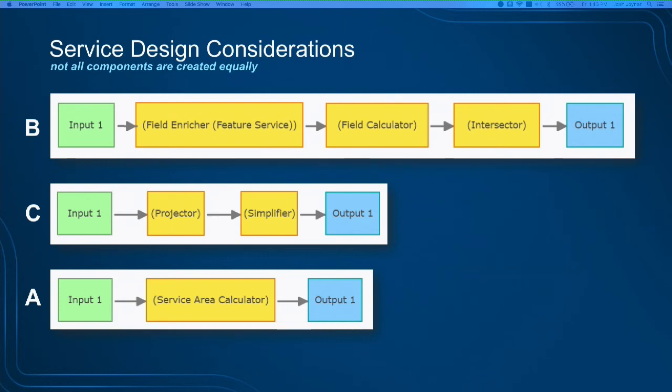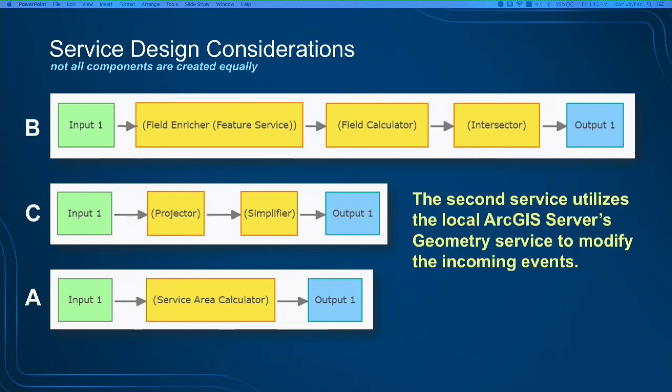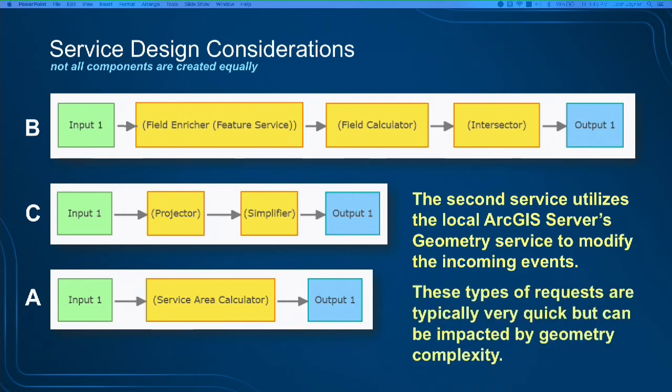The second service actually has to utilize the local ArcGIS server's geometry service. So it's having to make a call over REST where it's sending the geometry out to the local ArcGIS server. It's trying to modify that geometry. And these can typically be pretty quick. These typically don't have a lot of performance hits on your system. But if you're using some more complex geometry, if you were testing the same velocity of data off points, polylines, and polygons, the polygons are going to take a lot longer just because of the potential complexity of the geometry.